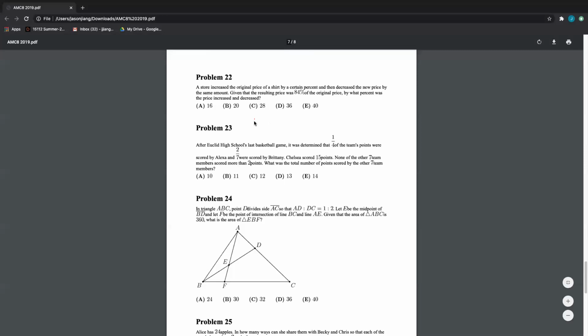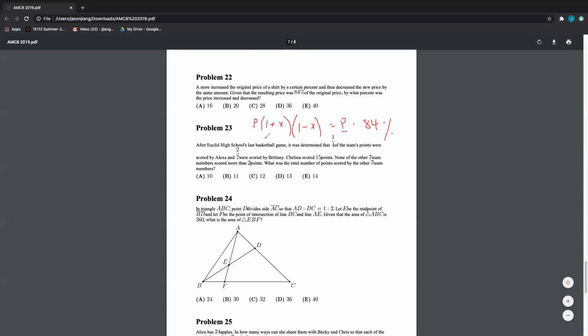So we have the original price, let's call it p. The first change was 1 plus x. So when you multiply by 1 plus x, multiplying by 1 is the original, and then p times x would be whatever the change was. We also multiply by 1 minus the same amount, and we got this was equal to p times 84%.